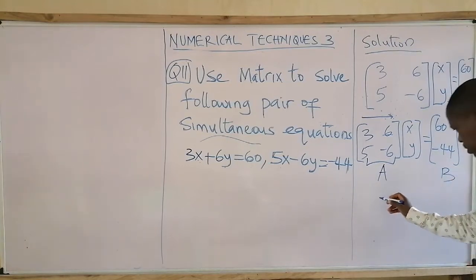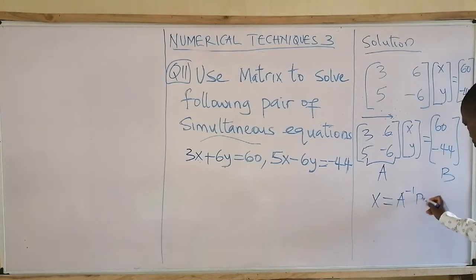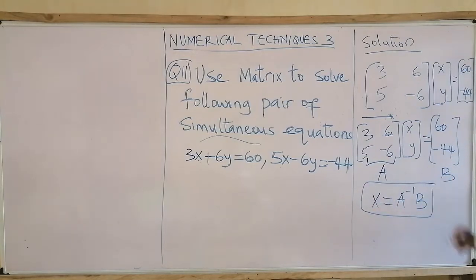So we can write this: X is equal to A inverse times B. This is what we're going to use to solve that. It's as if we're making this column matrix the subject, and this one is varied by A. That's why we have A to the power minus 1. So what this means is B over A. So what we now do is find A inverse times B.